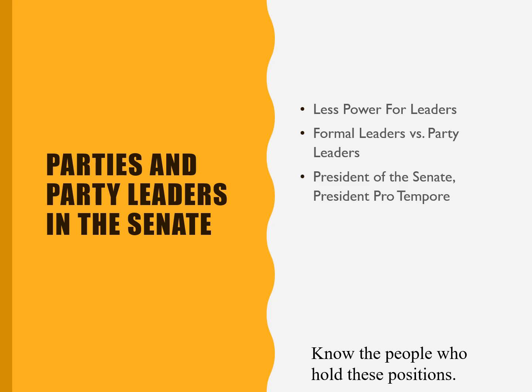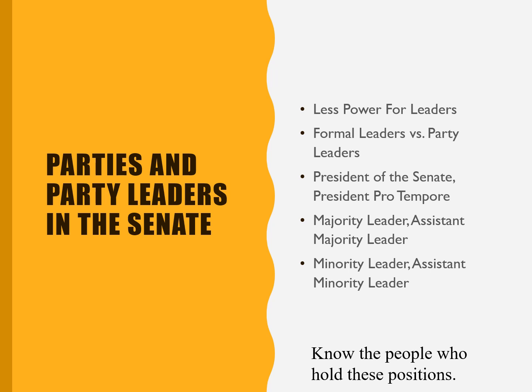As compared to the House of Representatives, the leadership in the Senate is much less powerful. In fact, the leadership in the Senate is divided between formal leaders and the actual most powerful people. The formal leadership of the U.S. Senate is comprised of the President of the Senate, who is actually the Vice President of the United States, and the President pro tempore, often called the President pro tem, who is the longest serving member in the majority party.